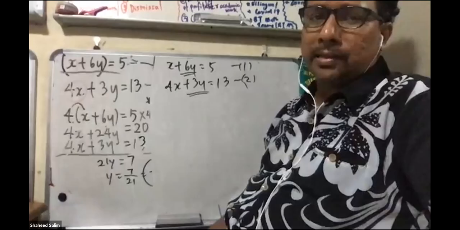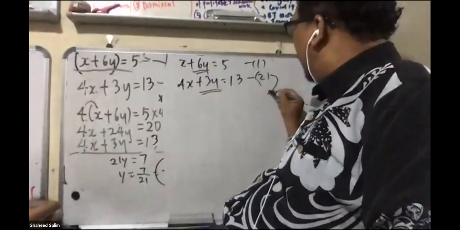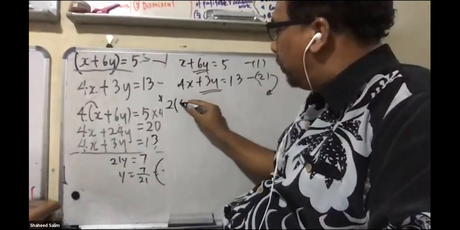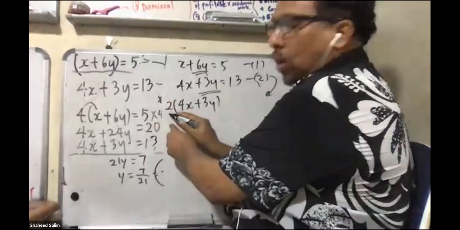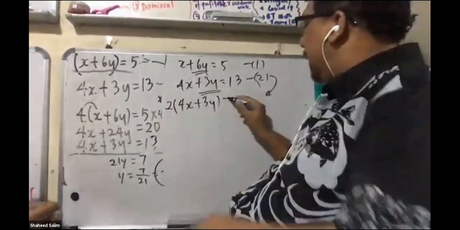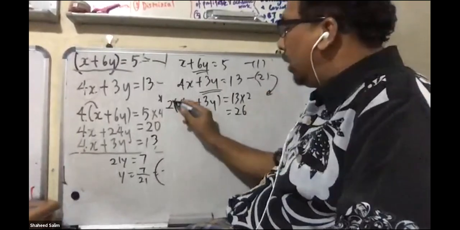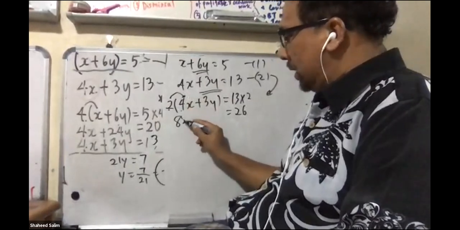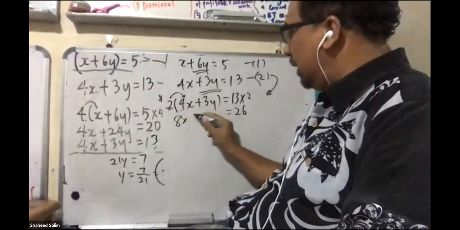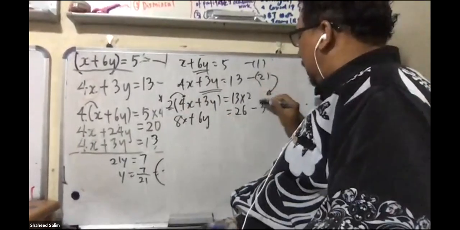By 3? 3 times 3 is 9. Don't. Okay, times by 2. Times by 2, right? So now down here, I put it like that. I put this in a bracket, then I put a 2 outside. Then this 13 also I times by 2, I get 26 here. So now 2 times 4x is 8x, 2 times 3 is 6y.